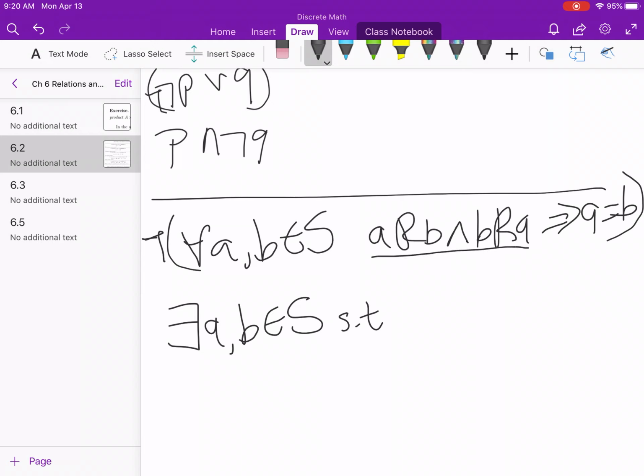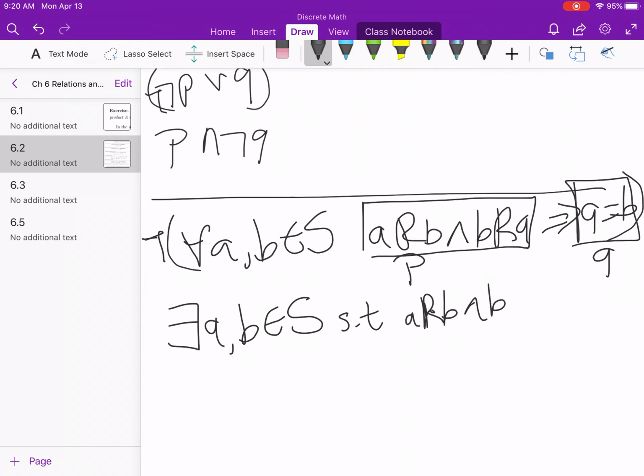this is going to be the same. This whole thing I'm imagining is my P, and this thing over here I'm imagining is my Q. So remember, it's P and not Q when we're negating these. So what it means is that A is related to B, and B is related to A, but A is not equal to B. A and B are not equal. Okay?